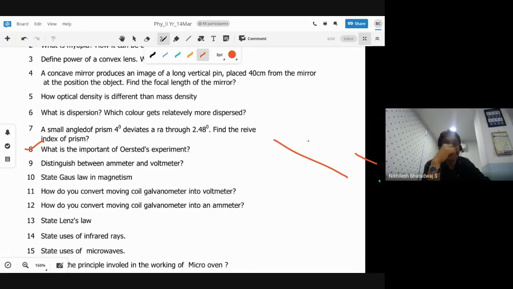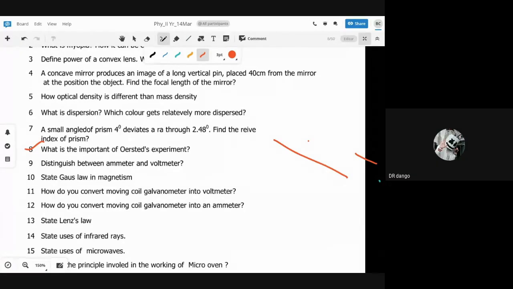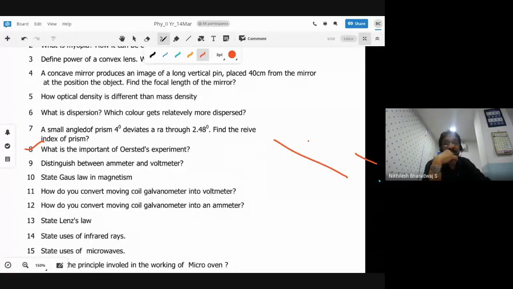Sir, ammeter parallel, sir. Ammeter series, sir.